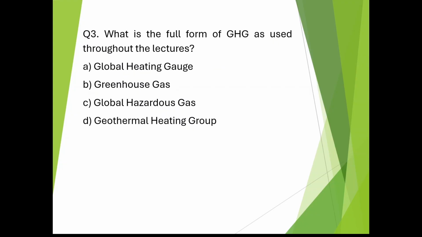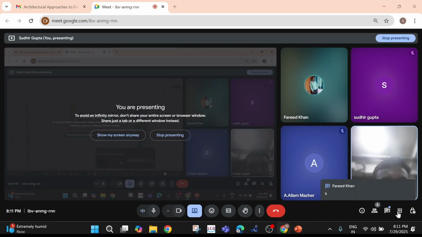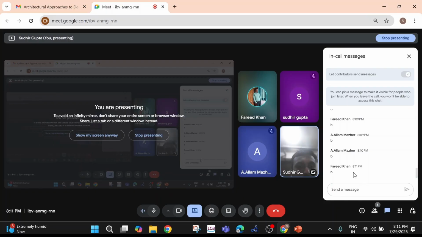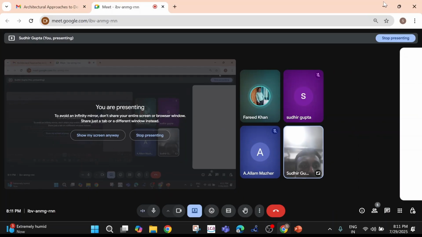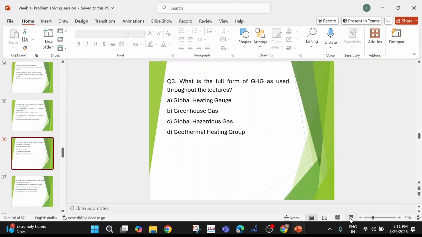What do you understand by GHG? Several times you have used this terminology throughout the lectures. So what do you understand by GHG? So let's see who can answer this question. Let me see if all of you have answered it, then we can move to the next question. Yeah, as I can see, most of you have opted for B, and B is the correct answer for this question.